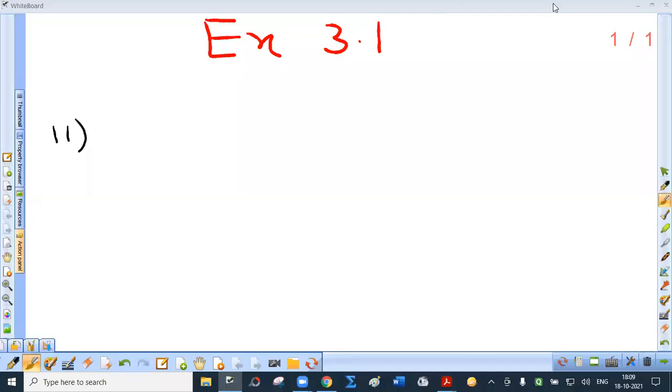Sum number 11. If numbers are formed using digits 2, 3, 4, 5, 6 without repetition, how many of them will exceed 400? Write down. I'll dictate the solution.